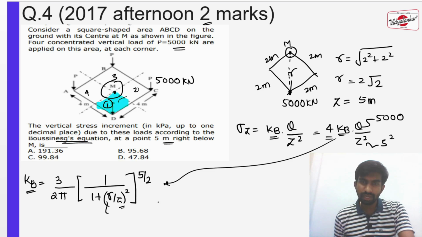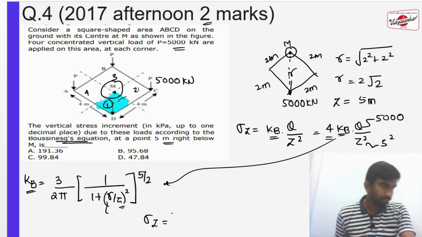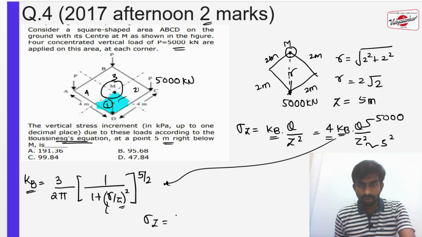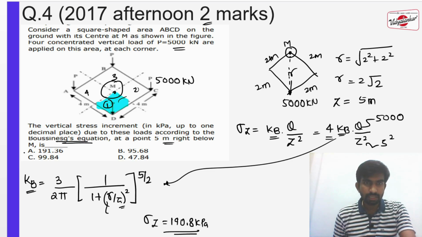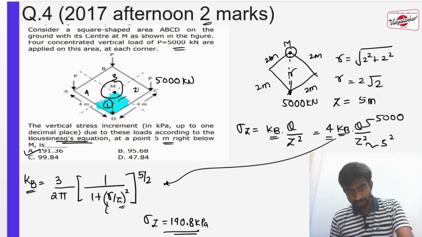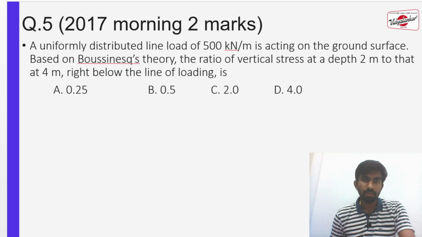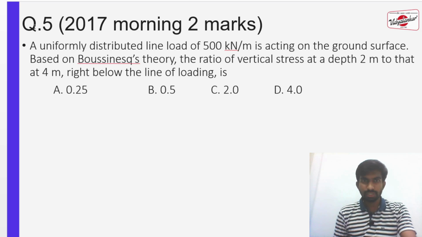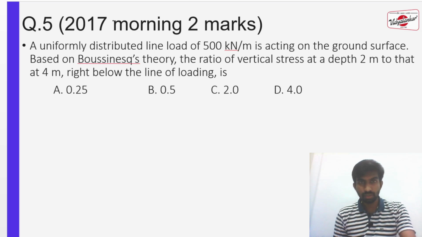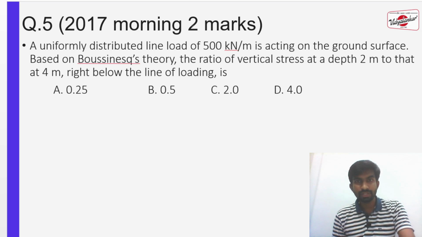So if you'll go with that, you can find out the value for the stress, and that stress, sigma z, is coming to be 190.8. तो ये आपका 190.8 kPa आ रहा है. So near around option, if you'll see, here is option A that you can select, that is 191.36. So this is the question which is asked in 2017 for 2 marks. Moving with the last question, that is 2017 for morning session for the 2 marks.